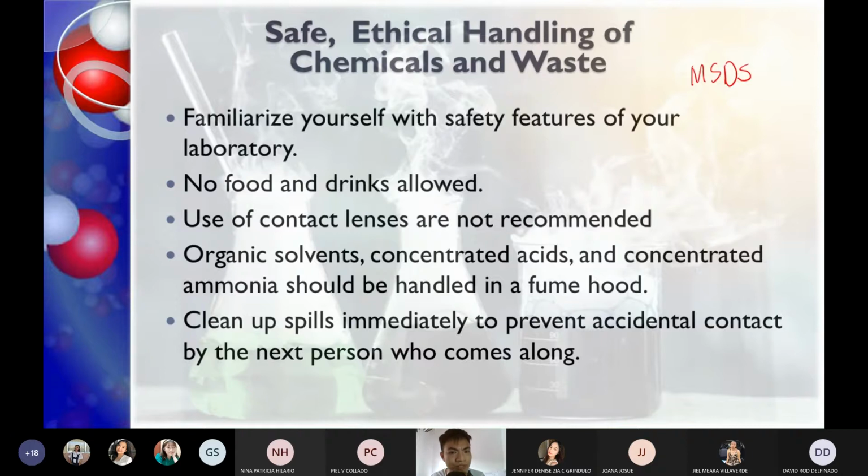The next one, if you're dealing with organic solvents, acids, or ammonia, they should be handled in a fume hood, no? What is a fume hood? That is just an instrument, no? Enclosed instrument siya that has a vacuum, no? Meron siyang exhaust fan sa loob, no? Bakit, no? Kasi when you deal with organic solvents, acids, or ammonia, super strong ang smell nila. And hindi lang super strong, it is also dangerous, no? Pag nalanghap nyo yan, it may cause lung disease, no? So, ayaw natin mangyari yon.